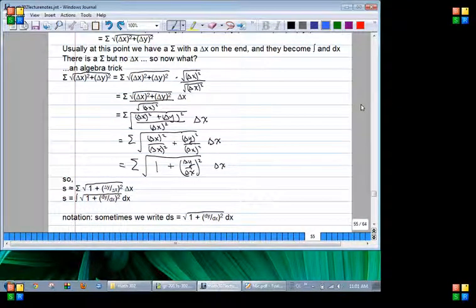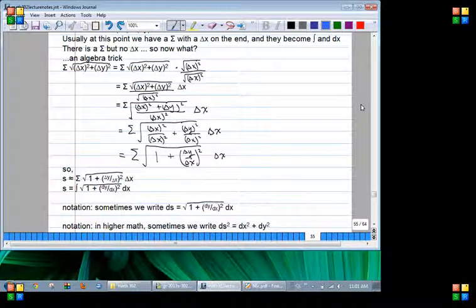Okay. So first of all, let me say this. Sometimes we write this whole square root dx thing as ds. I'm not going to go into an explanation of why that is. It's notation that'll come in handy later. So we could think of s equals the integral of ds. In higher math, sometimes we write this. Not going to go into that as well. I just want to mention it because you might see it later in a future class.